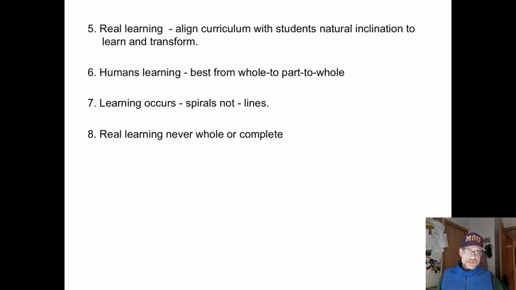Humans best learn from whole to part to whole. That means we get a sense of the whole, we immerse them in authentic activities, then we teach them specific skills, and then we allow them to re-engage in the whole again. The whole means that what you're doing in the classroom simulates what they do out in the real world. You teach them the skills to better be able to do the whole skill, and then you allow them to re-engage in the skill again, and it goes whole to part to whole to part, upward and upward.